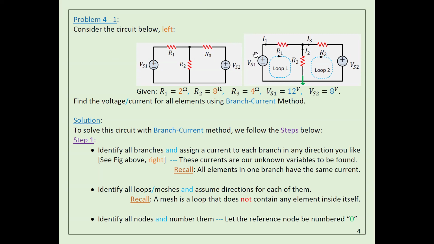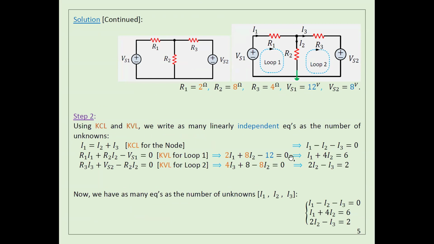Here the current in this branch is I1. The current in this branch is I2. The current in this branch is I3, and these are the unknowns. Once I find I1, I2, and I3, I can find everything else, because I can apply Ohm's law to find the voltage here. So here I give you an example of how we can do that.